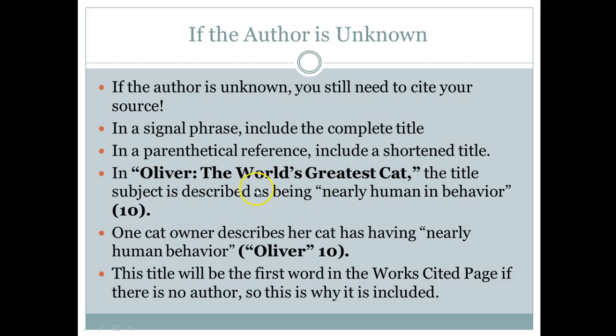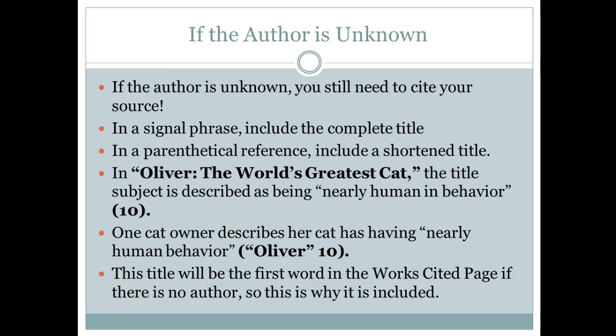You can include in the signal phrase the whole name of the article, or in the parentheses you can do a short version of the title. Notice that these are both in quotation marks. A short title we always put in quotation marks. A long title we always put in italics. Short titles are short works that are generally found inside of a bigger work. So think a newspaper article is found inside of a newspaper. The newspaper gets italicized, the name of the article goes in quotes.